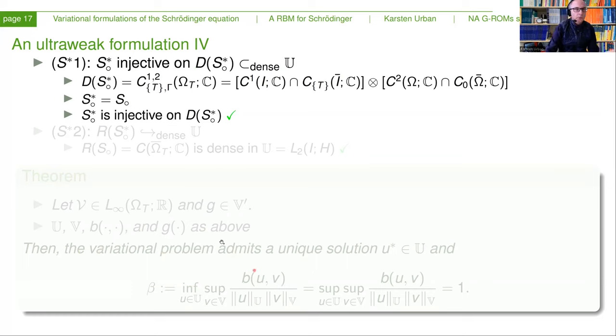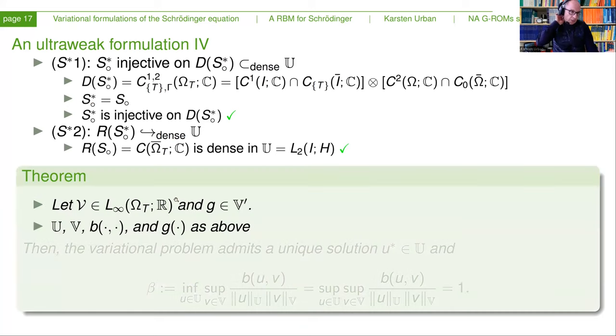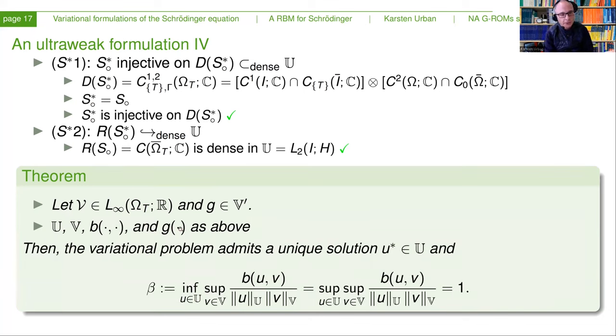Now, we can go and check that. I don't want to go into too much of the details, but in the paper, you see that we can, in fact, prove that the adjoint of this formal operator is injective. And we can also prove that the range is dense. Then we go on with the paper of 2012, and we just assume that the right-hand side is in that dual space, with the bilinear form and the right-hand side as above. And then it's known that the variational problem admits a unique solution, and the inf-sup constant is one.